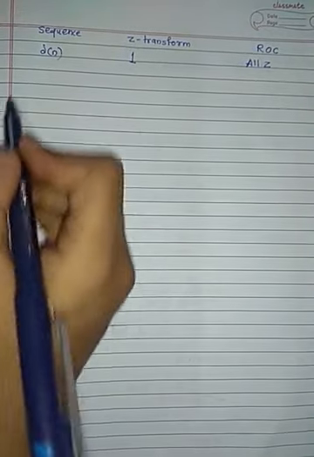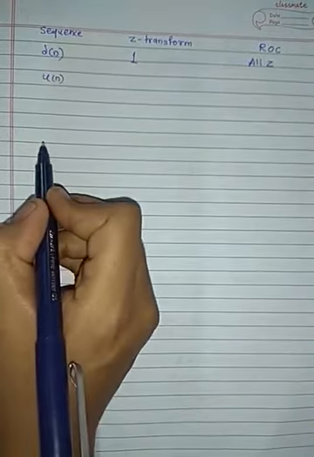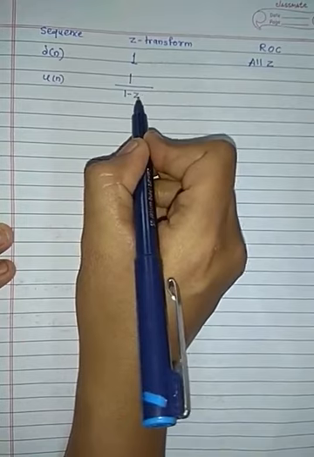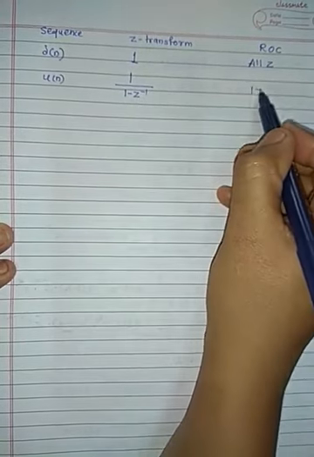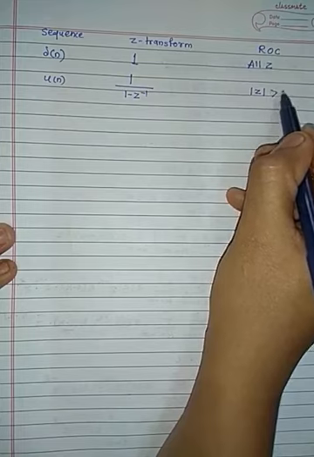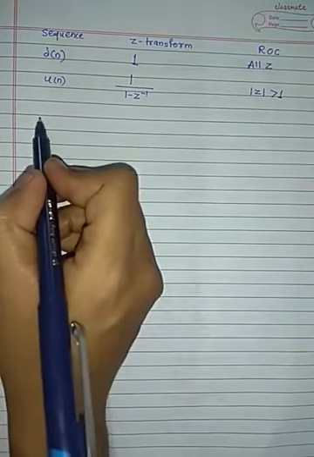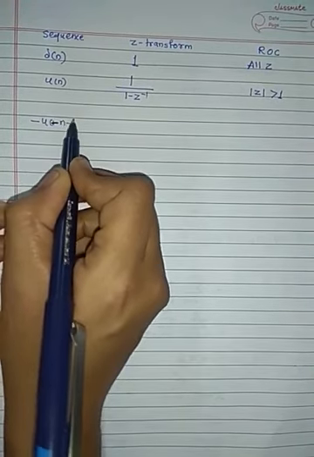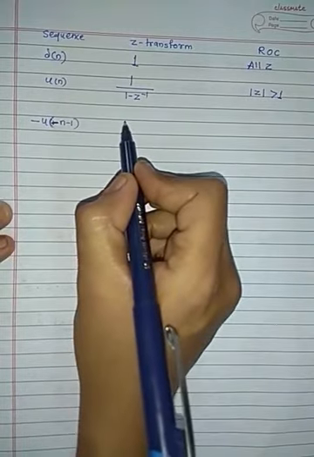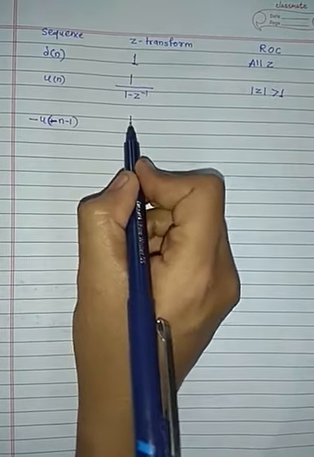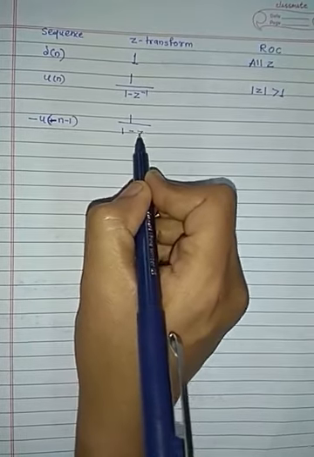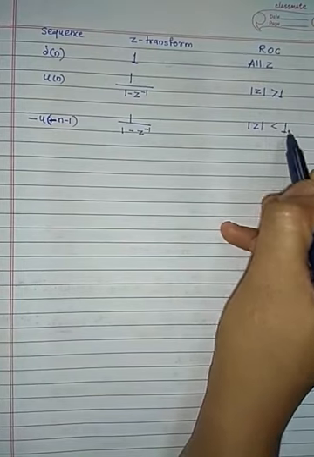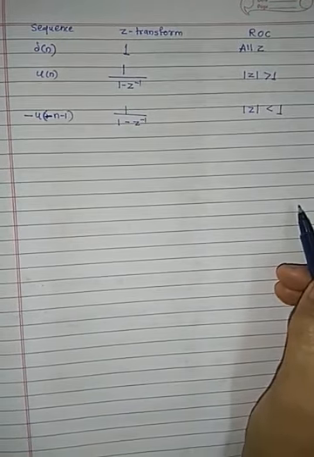Okay, now here if the sequence is u of n, that is unit step signal, then the Z transform is 1 divided by 1 minus Z inverse, and the region of convergence is modulus of Z greater than 1. Okay, if the provided sequence is minus u of minus n minus 1, then the Z transform is again 1 divided by 1 minus Z inverse. But now the ROC gets changed. The modulus of Z should be less than 1 here.